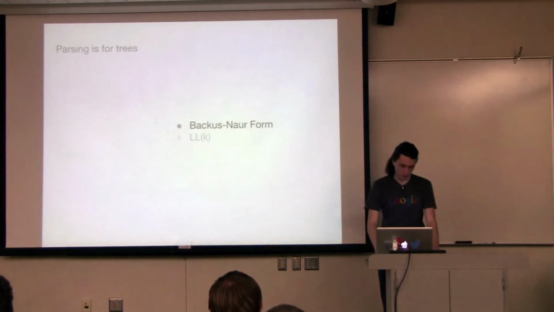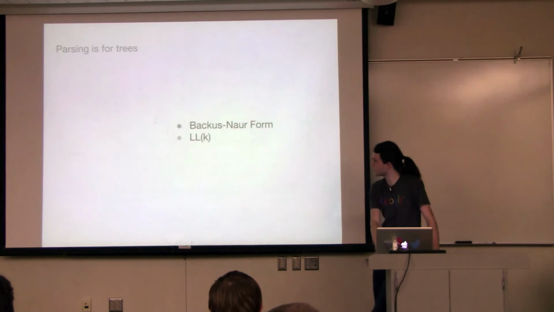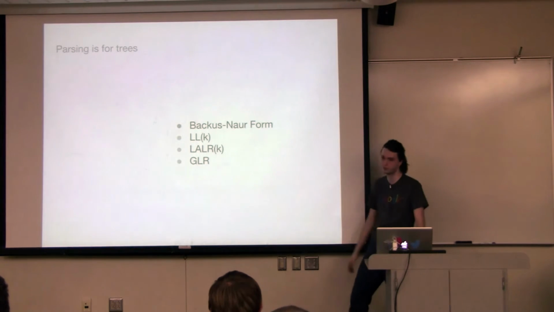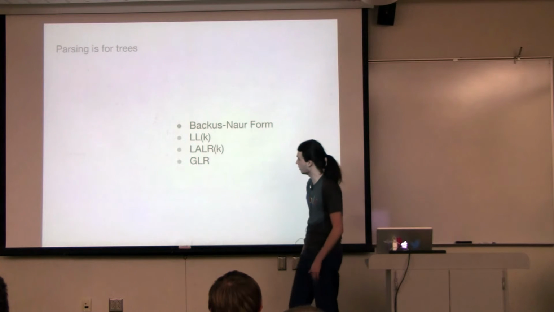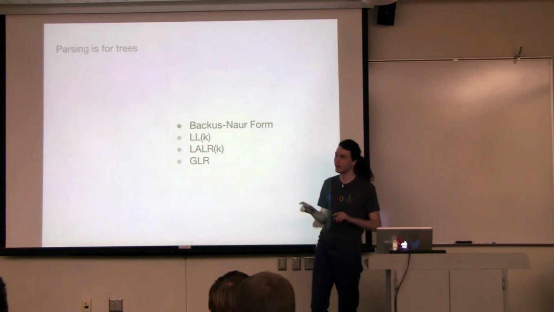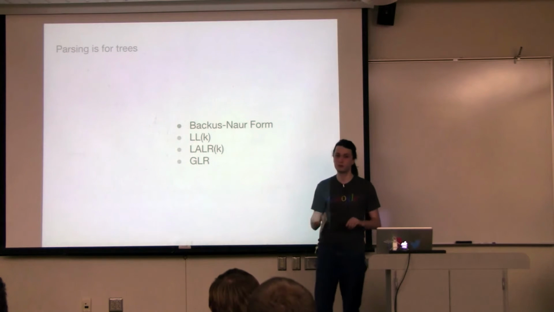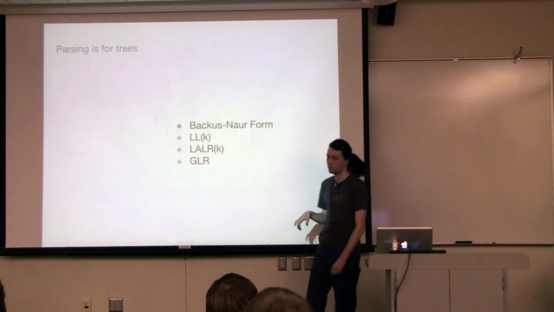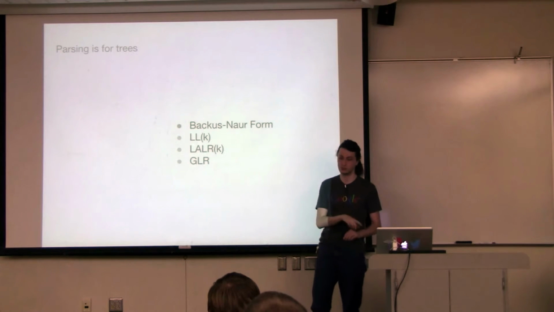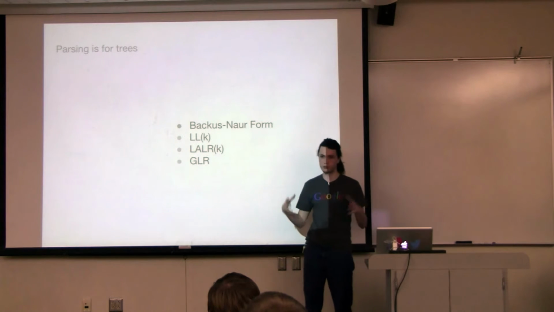So Backus-Naur form. There's a bunch of different types of parsers. The LL(k) lookahead, LALR(k) lookahead, and GLR parsers are all different types. LL is less powerful than LALR, which is less powerful than GLR. But LL is faster than LALR, which is faster than GLR. They each are restricted grammars.